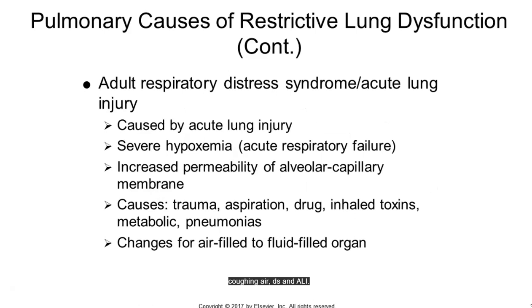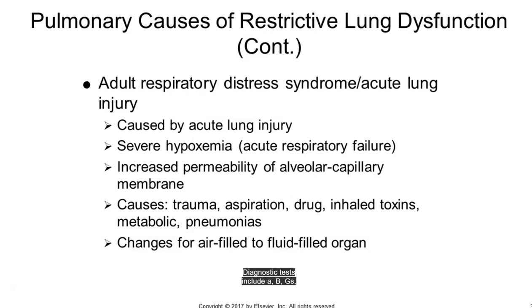ARDS and ALI, acute lung injury, is inflammation leading to increased pulmonary vascular permeability and lung weight, and loss of aerated tissue due to trauma, aspiration, drugs, inhaled toxins, sepsis, burns, pancreatitis, fat emboli, and reactions to transfusions. There are 3 stages of ARDS, including the exudative phase, where the alveoli fill with neutrophilic infiltrates and protein-rich edema, the proliferative stage, where chronic inflammation leads to inflammatory mediators and scarring, and lastly, the fibrotic stage, resulting in fibrosis.